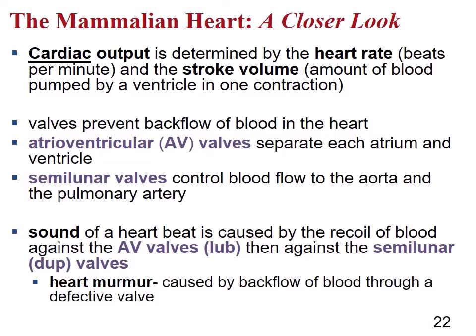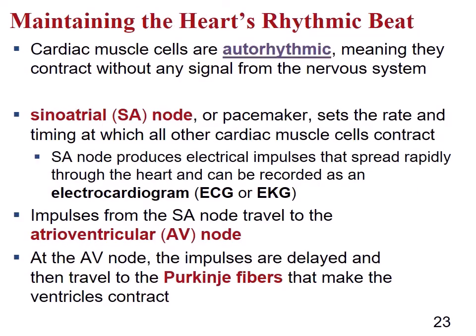And if it doesn't sound like that, if you have a swooshing type noise, that can be a heart murmur, which is caused by backflow of blood through a defective valve. The heart needs to beat in a rhythmic beat, and cardiac muscle cells are actually autorhythmic, meaning they don't need a signal from the nervous system to contract. Basically, they can leak ions, and then that causes them to contract. But they also do have input from the nervous system.